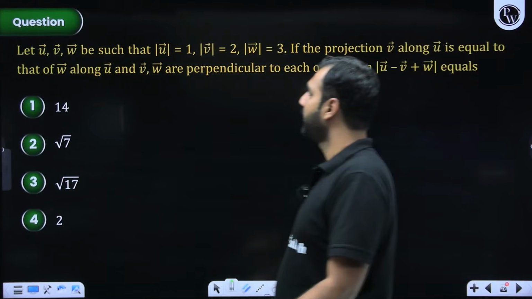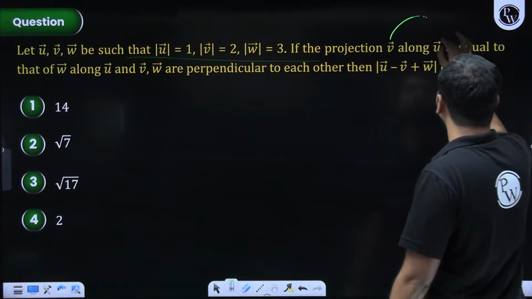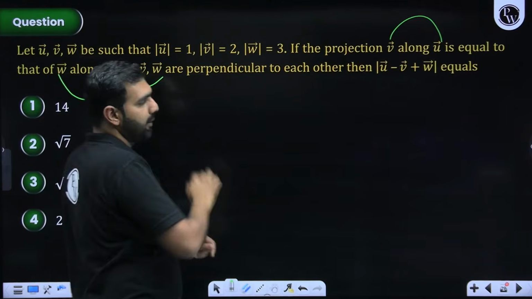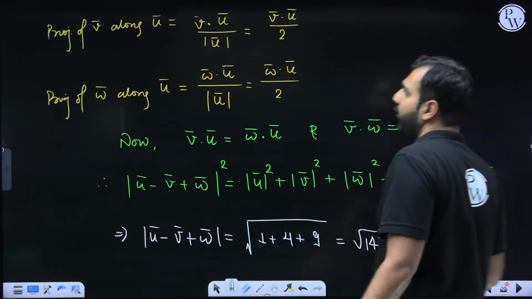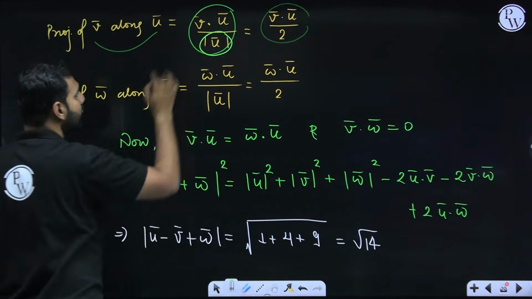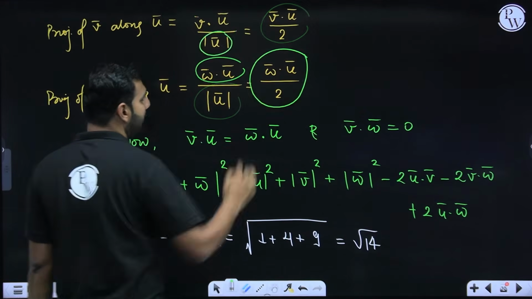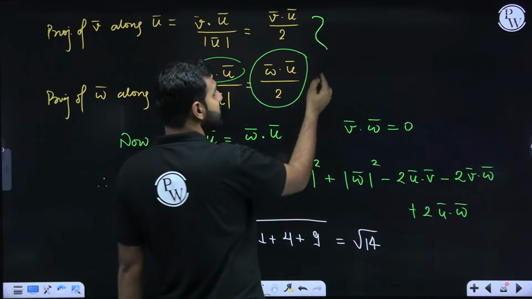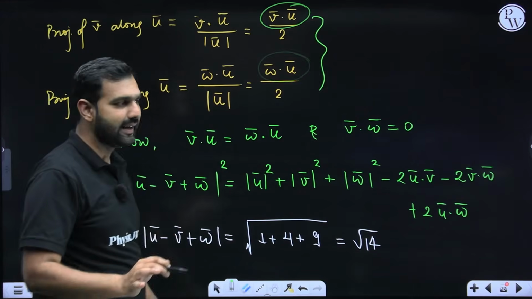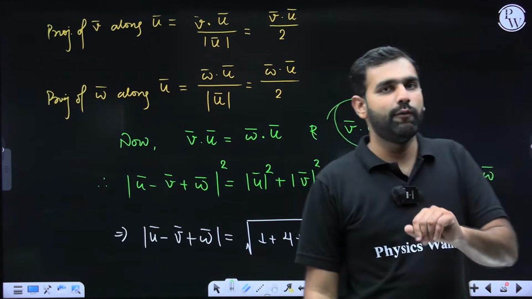The next question says U, V, W are three vectors and their magnitudes are given, and we are told projection of V along U is equal to projection of W along U, and V and W are perpendicular. Then this is what we need to find out. First of all, how do you write the projection of V along U? It is V dot U by mod U, which is V dot U by 2, because mod U is 2. Projection of W along U is given by W dot U by mod U. It should be W dot U by 2. We clearly see that these two projections are given to be equal as per the question, which means V dot U will be equal to W dot U. Great. Third thing, we were told that V dot W should be 0 because V and W are perpendicular vectors.